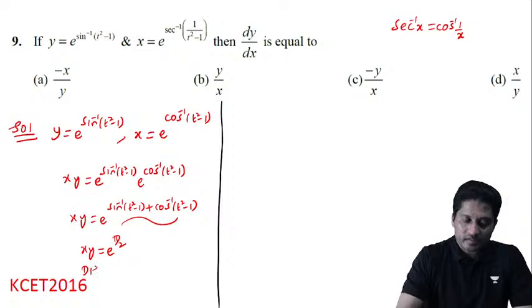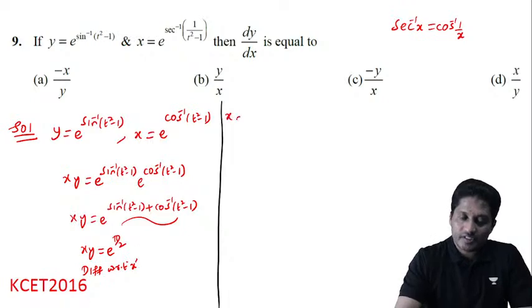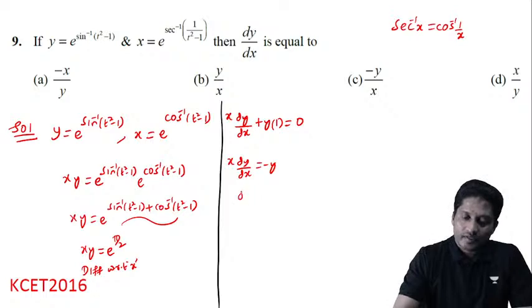with respect to x, the first function is x, differentiation of y is dy by dx. The second function is y, differentiation of x is 1. e power pi by 2 is a constant, so its derivative is 0. So x into dy by dx is equal to minus y. From this, dy by dx is equal to minus y upon x.